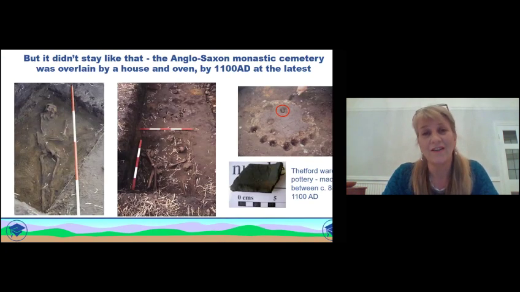It didn't stay like that. The excavation showed that actually that monastic cemetery was overlain by a house and oven, nothing apparently very religious about that at all, by 1100 AD at the latest, because the oven is that funny little thing with the holes on it on the right-hand side of the screen. And in the red circle there, we found this piece of pottery, which is Thetford ware, dating to between 850 and 1100 AD. That must have fallen into that hole after the oven went out of use, so the oven must have gone out of use by 1100 AD. Therefore, the cemetery must have gone out of use even longer ago, because it's earlier than the oven, because the oven's on top of it.